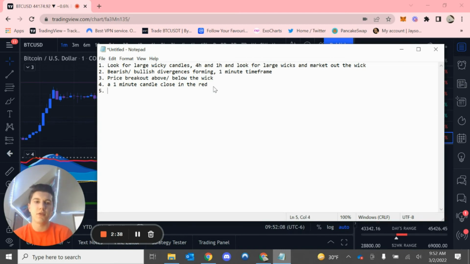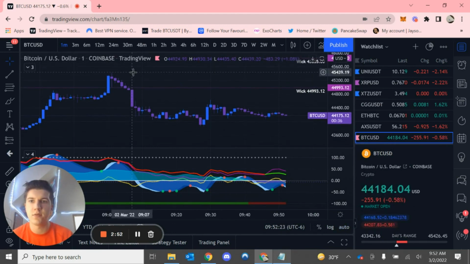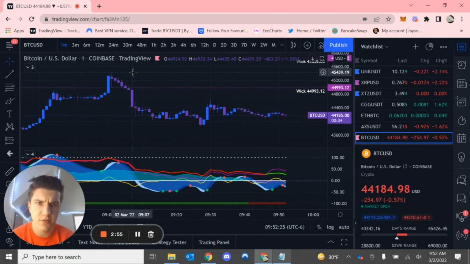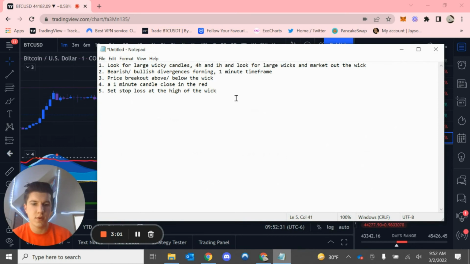And then with this, set your stop loss at the high of the wick. And so with this, again, I would have set my stop loss right here. So it's about 45,439. So yeah, do that.